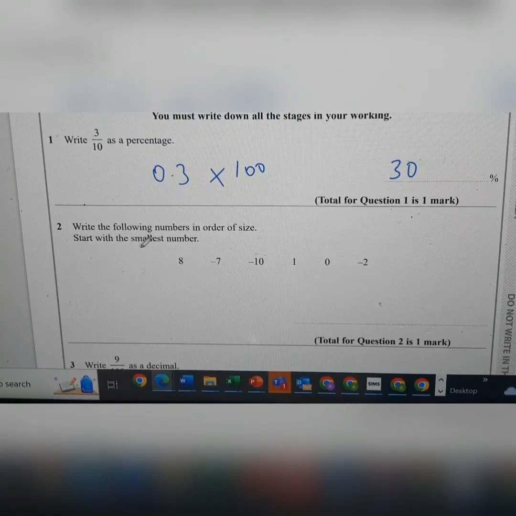Second question, write the following numbers in order of size. Start with the smallest number. So you're thinking about which value would be the coldest from this list. -10 would be the coldest, so write down -10, cross it out from your list. The next coldest would be -7, so you write that down, and then -2 would be the next coldest. We're left with 8, 1 and 0. 0 will be the smallest, then 1, then 8. Okay, next question.